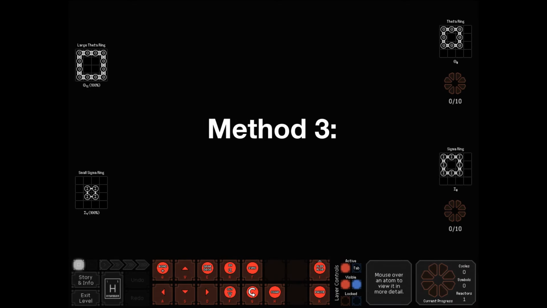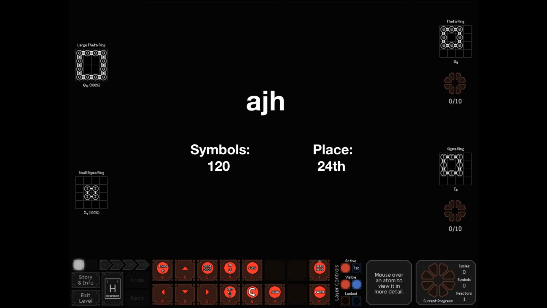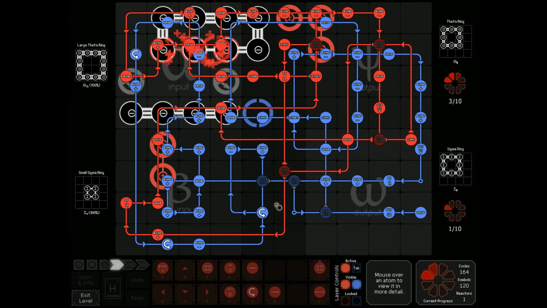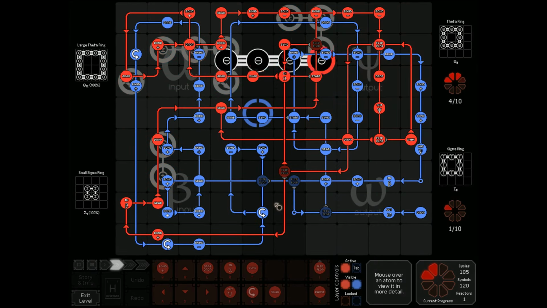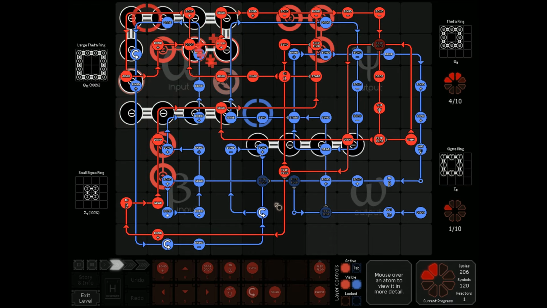The third method only uses the swap instruction to split the large theta ring into two, making them just the right size to turn into flat rings. AJH's solution uses each Waldo to perform a specific step in construction of the output rings, using sinks to alternate between the two.